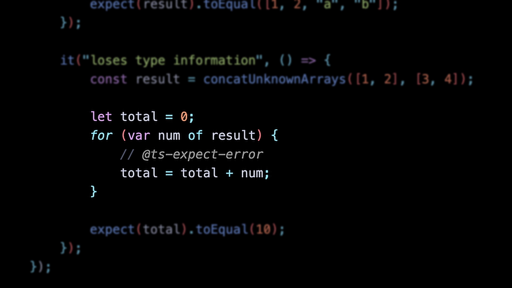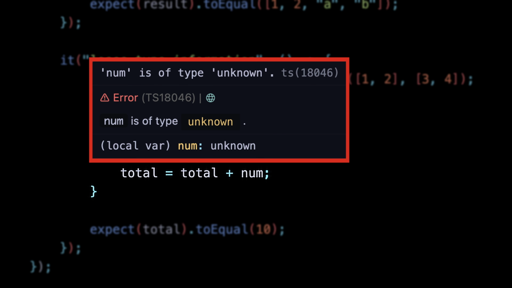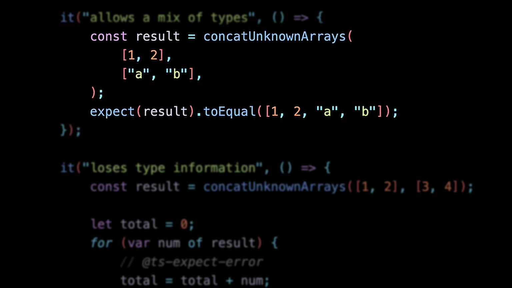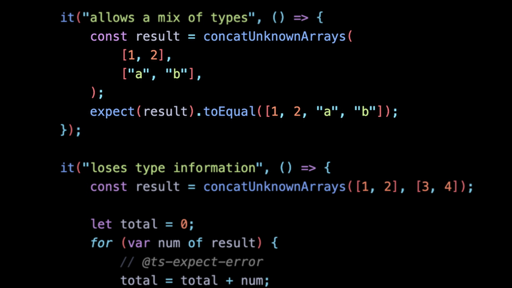You can see this here where we try to total up all the numbers in our resulting array. TypeScript doesn't let us use the plus operator because, hey, we can't just add any old thing, you have to add numbers. Also with this solution, we can concatenate an array of numbers with an array of strings, which may or may not be what we want depending on our use case. So of course, that's where generics come in.